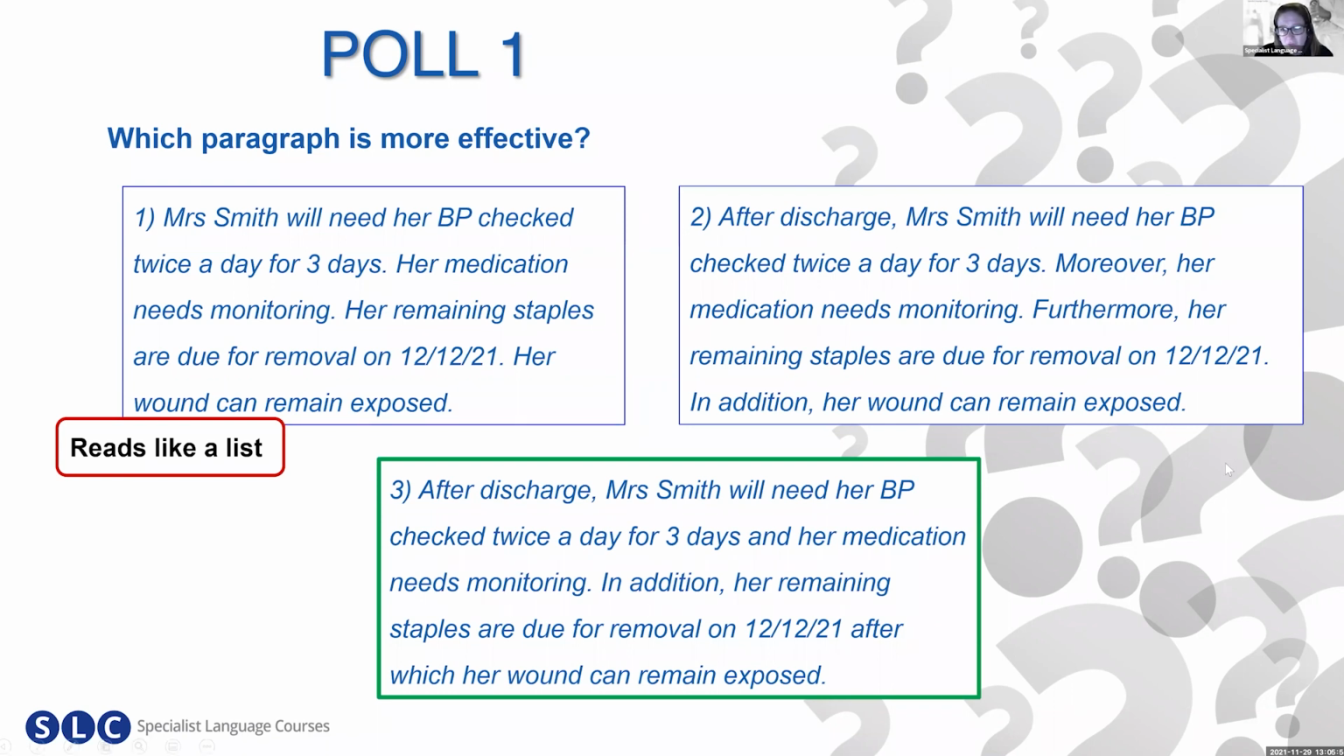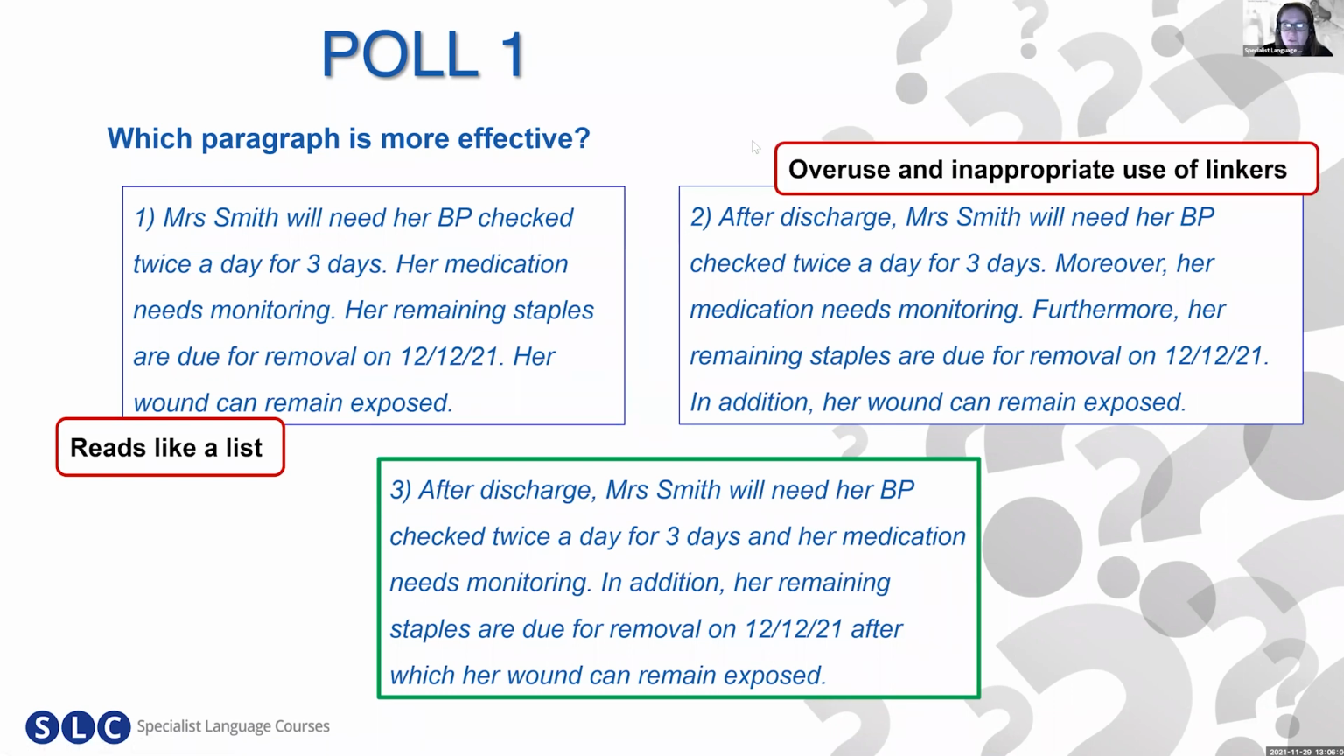In paragraph 2, there's just too many linking expressions. Every single sentence has got a linking expression, and some of them are inappropriate. For example, moreover is not appropriate for OET. Furthermore is a little bit academic. They're not the best linkers to use. And we've got so many here, it just confuses the reader rather than helping the reader.